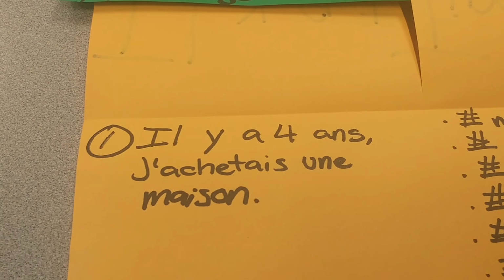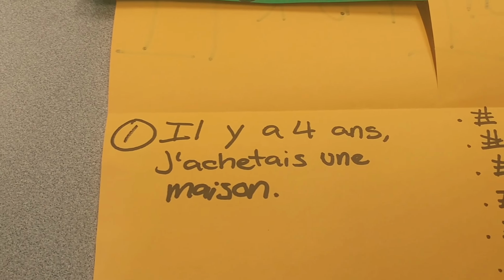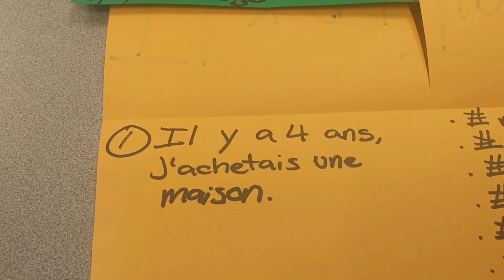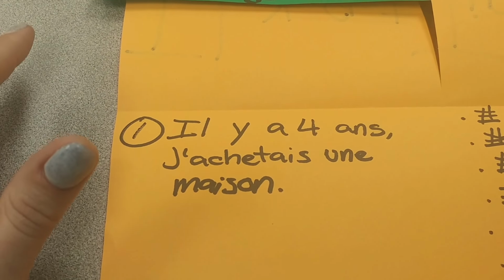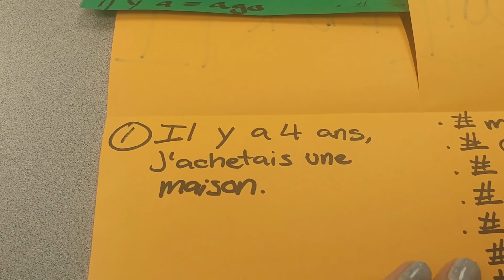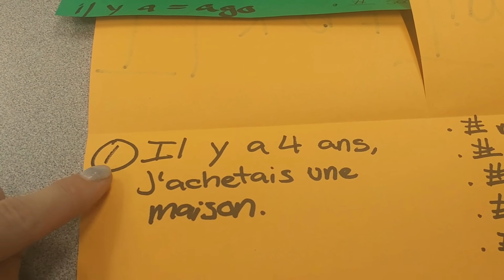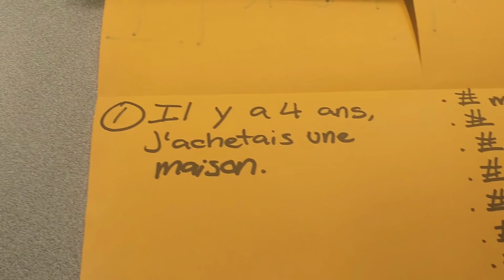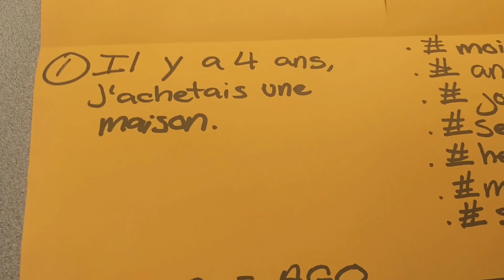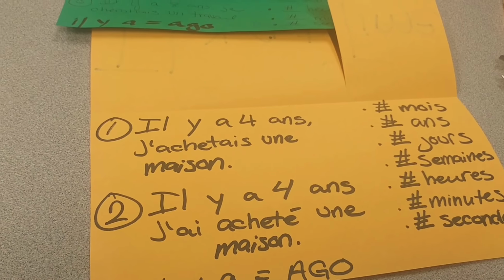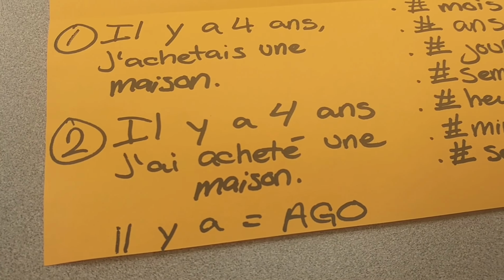But if I'm talking about a situation where I bought a house on this day and it was so exciting, il y a 4 ans, j'ai acheté une maison. J'ai acheté. That's the passé composé. It sounds different than j'achetais. J'achetais une maison. J'ai acheté une maison. Okay, I'm going to write the same sentence this time using the passé composé. Abracadabra, here we go. Il y a 4 ans, j'ai acheté une maison.